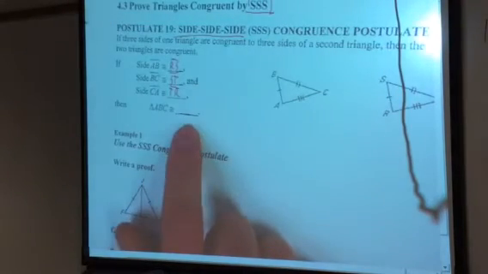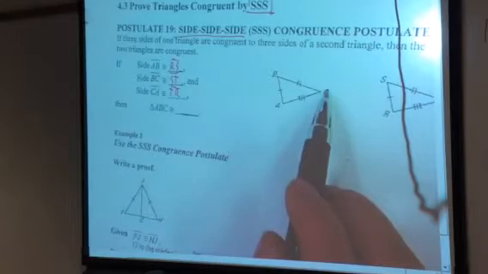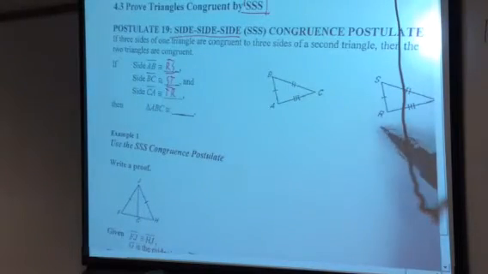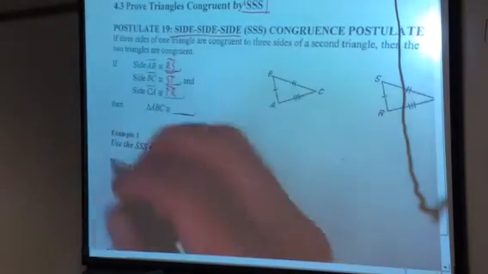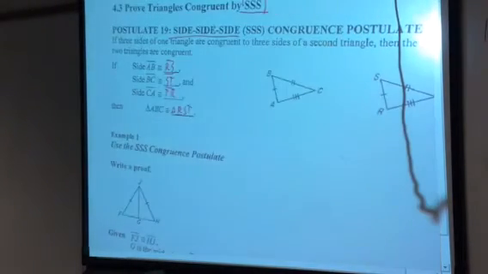And when I write the congruency statement, all I have to do is make sure I write it in the correct order. So if I have ABC, I would have to have RST, right? Because if I wrote something besides triangle RST, that would not give me the right answer, because I would not be talking about these sides in the correct order.